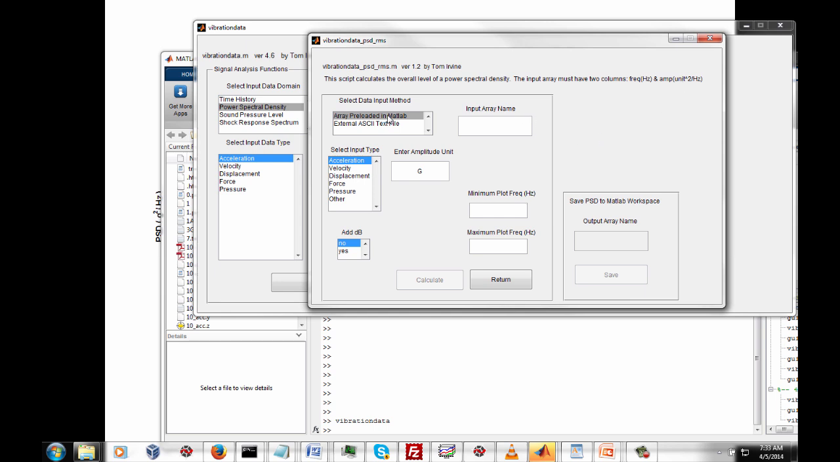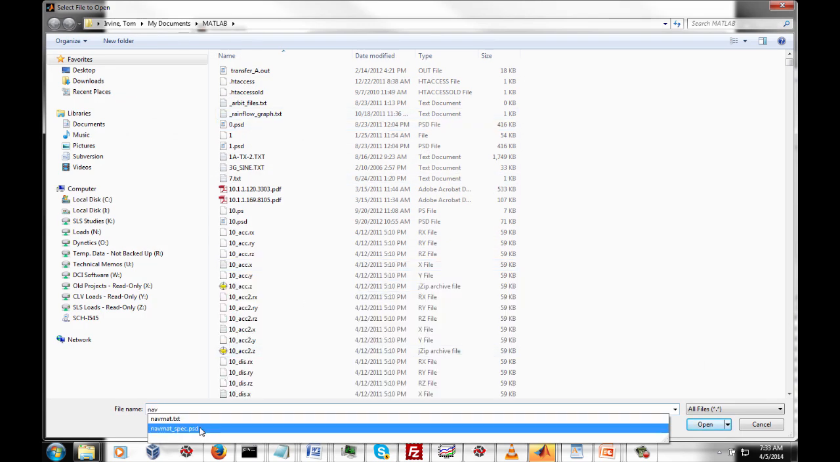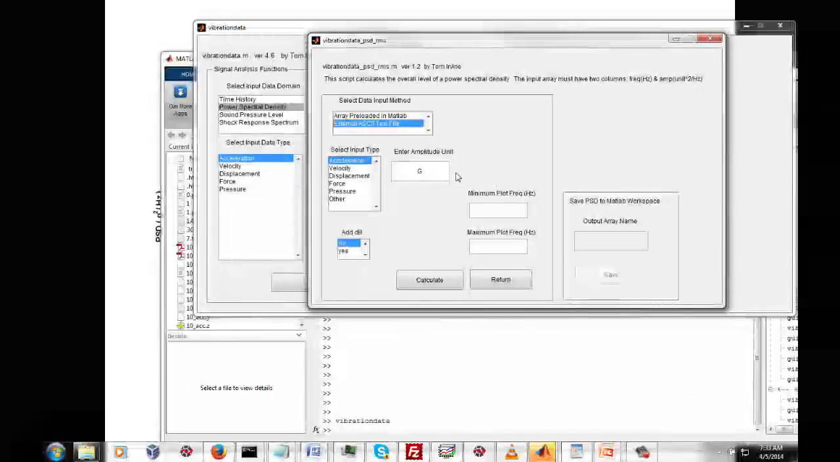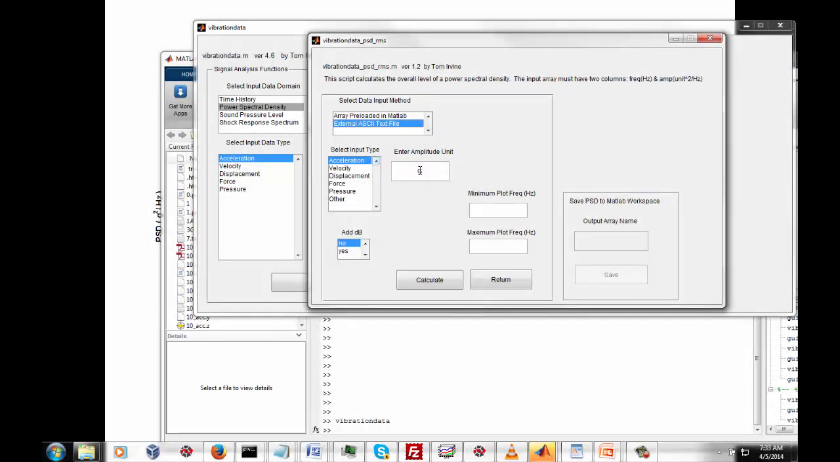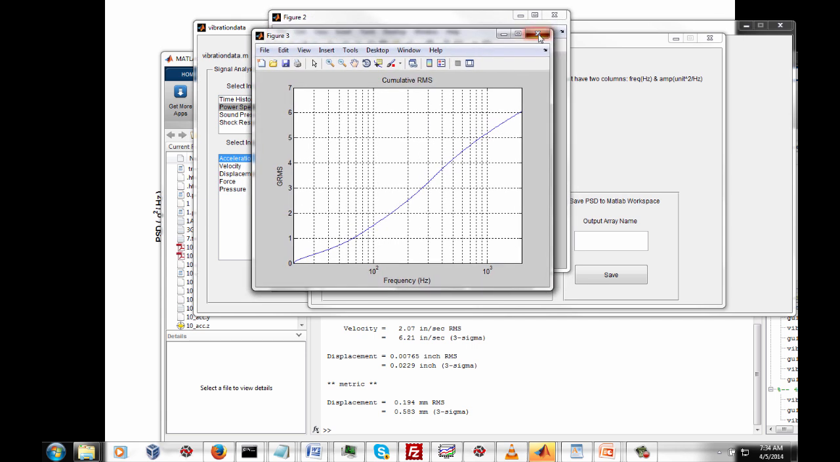So we either have to have the numbers for the coordinates for our PSD in a MATLAB array or an external ASCII text file. And I have these points already in a text file. It's called navmat_spec.psd. And this will be an acceleration input where the time history has amplitudes of G. And we're going to plot from 20 to 2000 Hertz, which are the lower and upper frequency limits of our specification. So we calculate that. The first plot that comes up is a cumulative RMS plot, and we're going to ignore that for the time being.